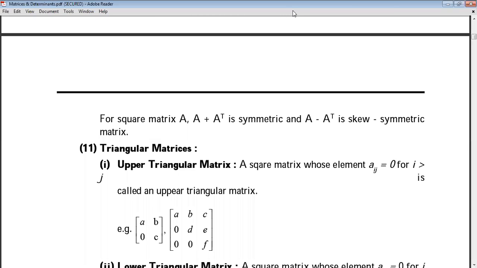Fine? Hello? Yes, sir. Okay, so before next class, just try to give the solution of my question. Distinguish between square, diagonal, scalar, and identity matrices. Okay. So with this, I just stop my slide.